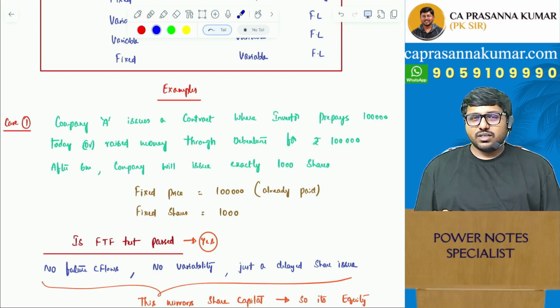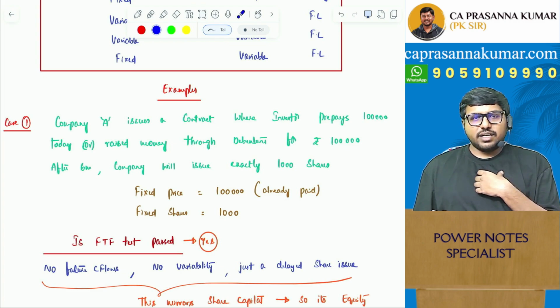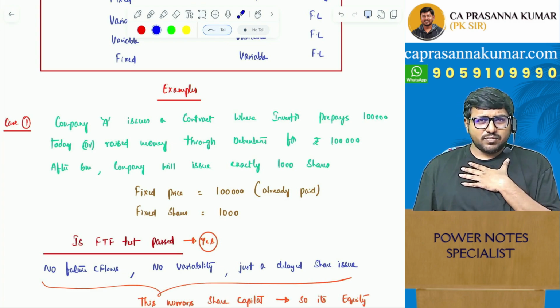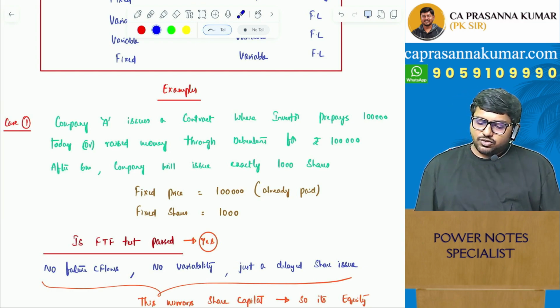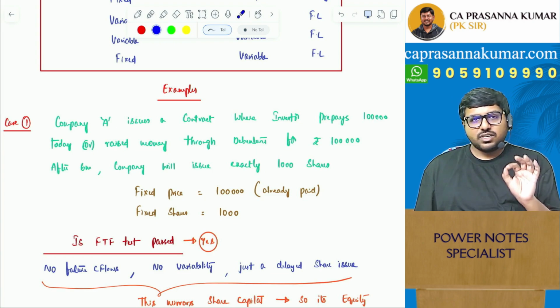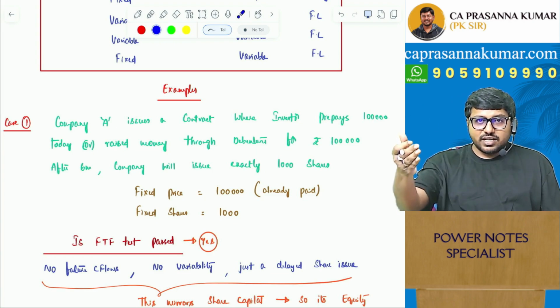Now, tell me one thing. What did I say for the fixed to fixed test? Both sides of the coin should satisfy, right? So from our side, we are the company. Always we are the company, okay? So don't get confused with respect to that. Always we are the company. So from our side, how many shares? 1000 shares. Is the number of shares fixed? Yes. Test passed. From their side, they have to give what?